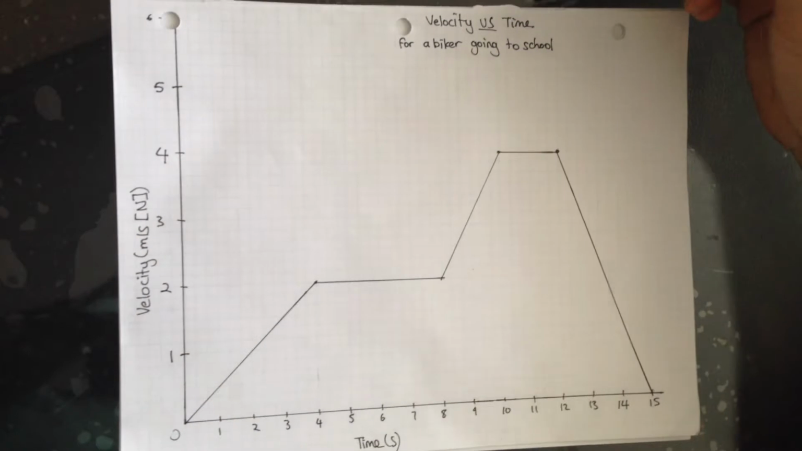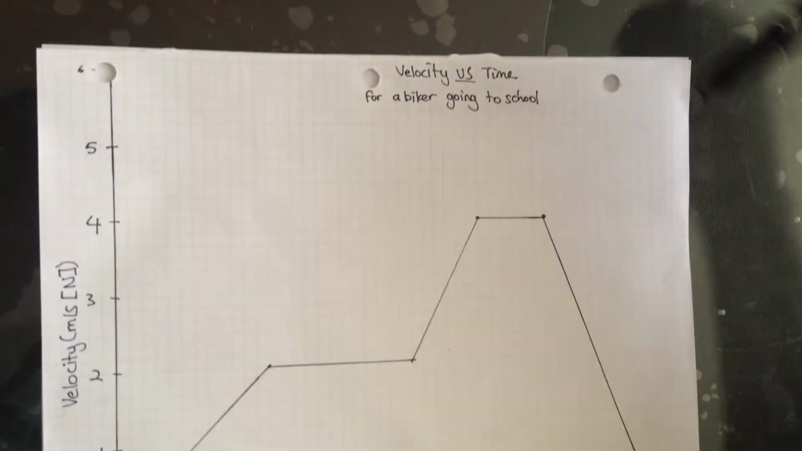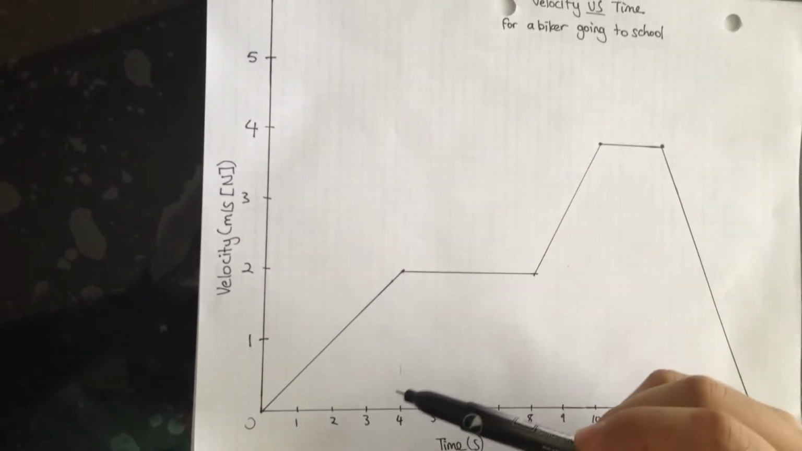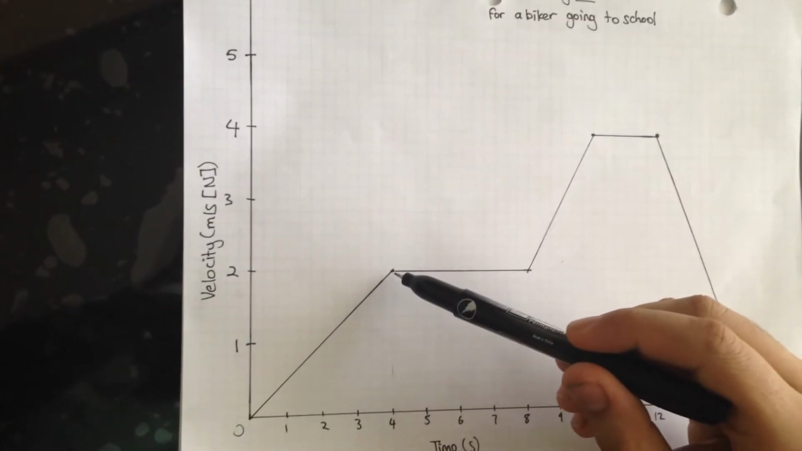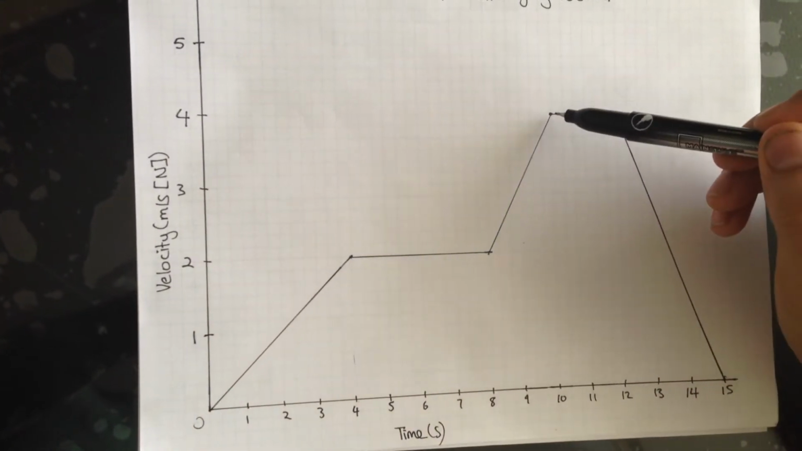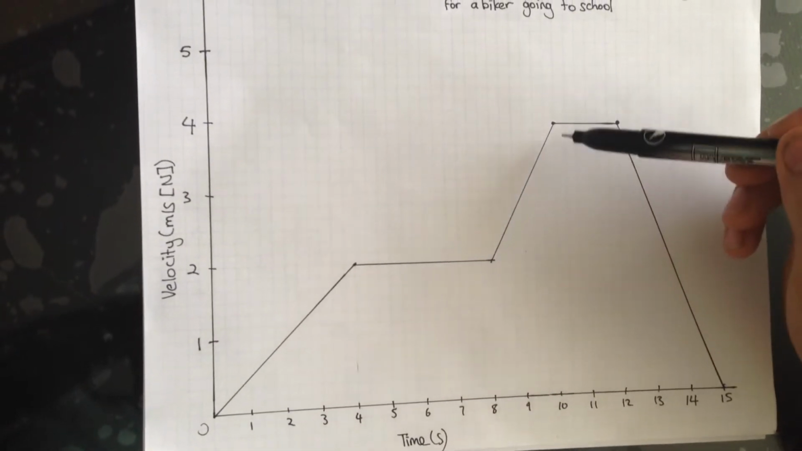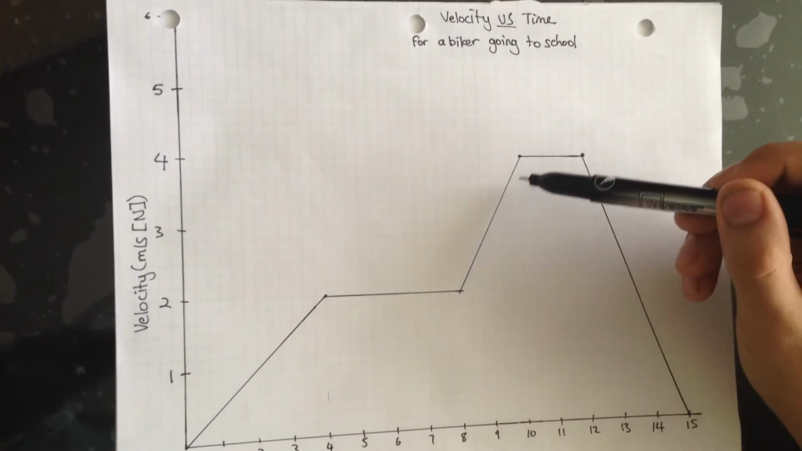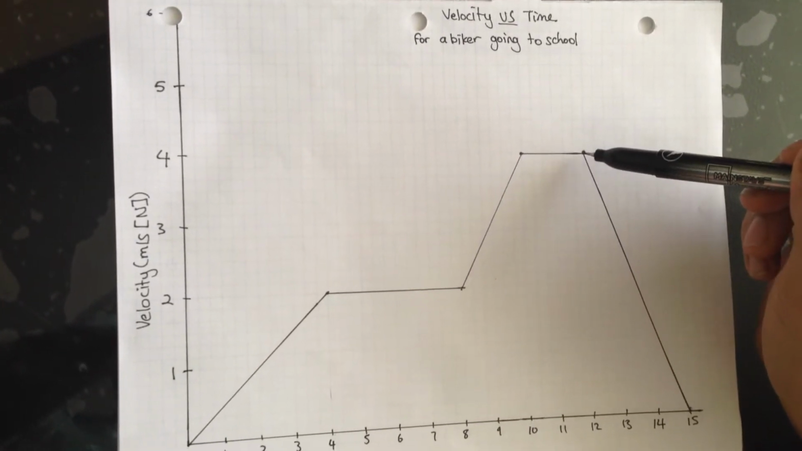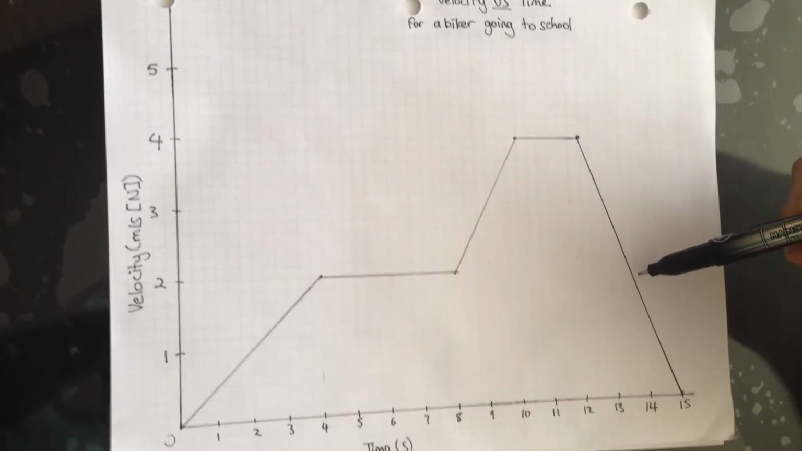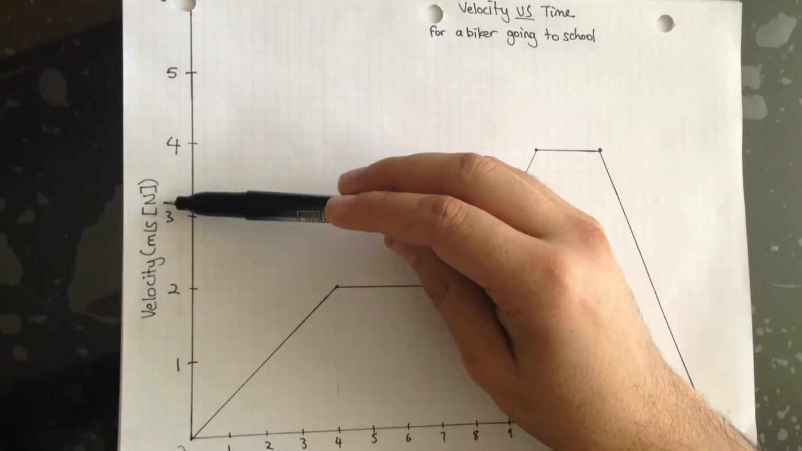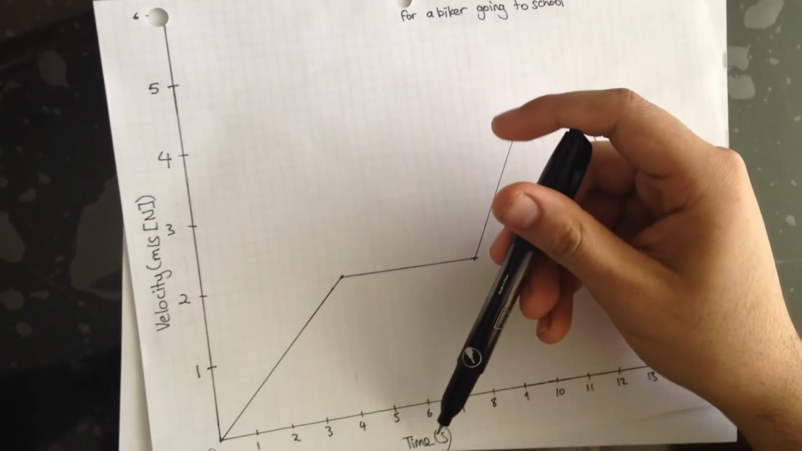Here we have a velocity versus time graph for a biker going to school. From 0 to 4 seconds, he accelerates. From 4 seconds to 8 seconds, he goes at a constant velocity. From 8 seconds to 10 seconds, he realizes he's going to be late, so he accelerates faster. Then he has a constant velocity again. Then he starts reaching the school and slows down until he comes to a stop. Here we have velocity in meters per second north, and here we have time in seconds.